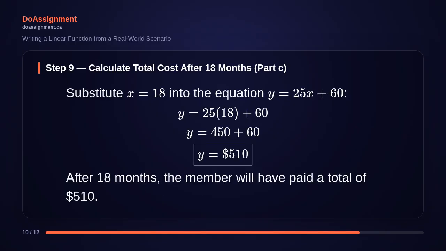For part C, we substitute x equals 18 into y equals 25x plus 60. That gives us 25 times 18, which is 450, plus 60, which equals 510. After 18 months, the member will have paid a total of $510.